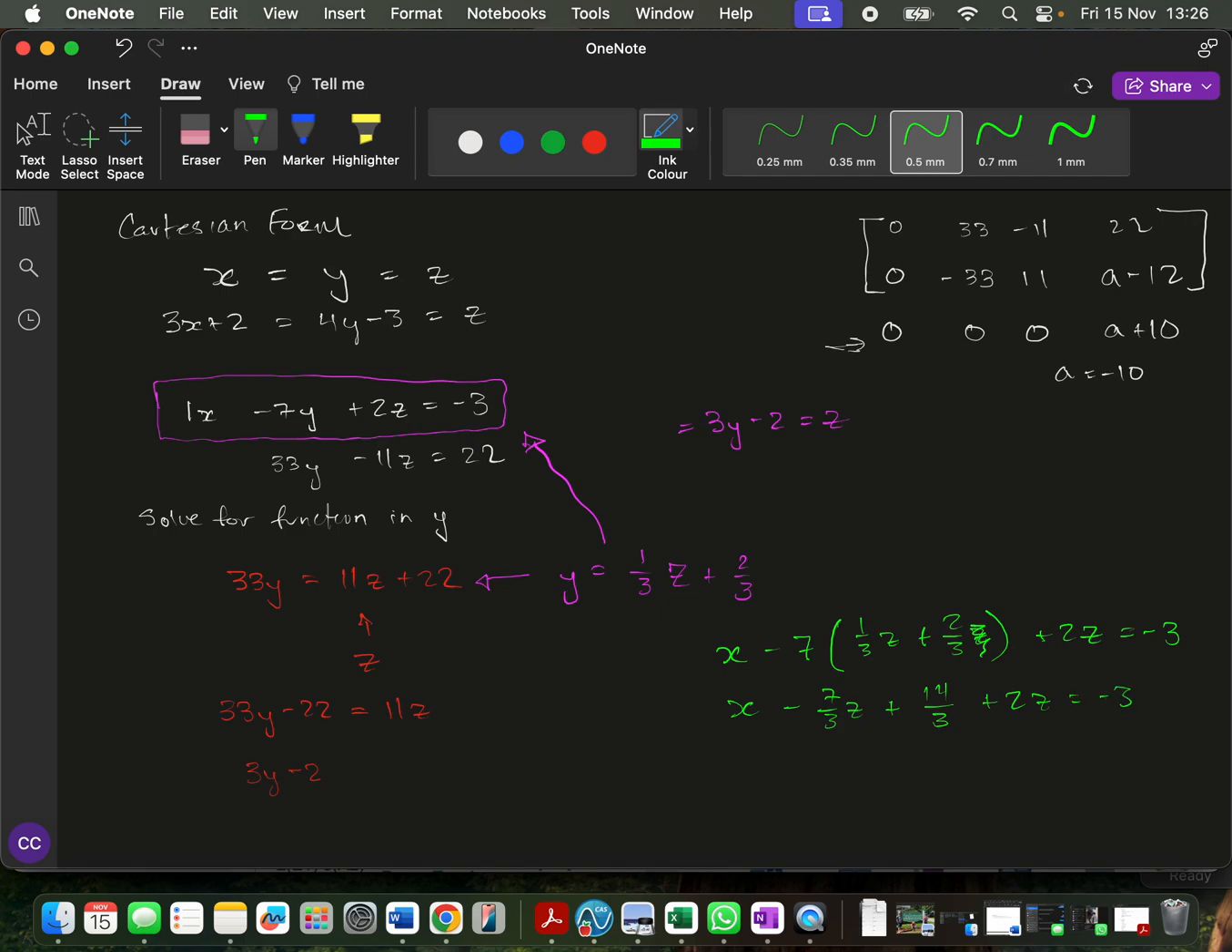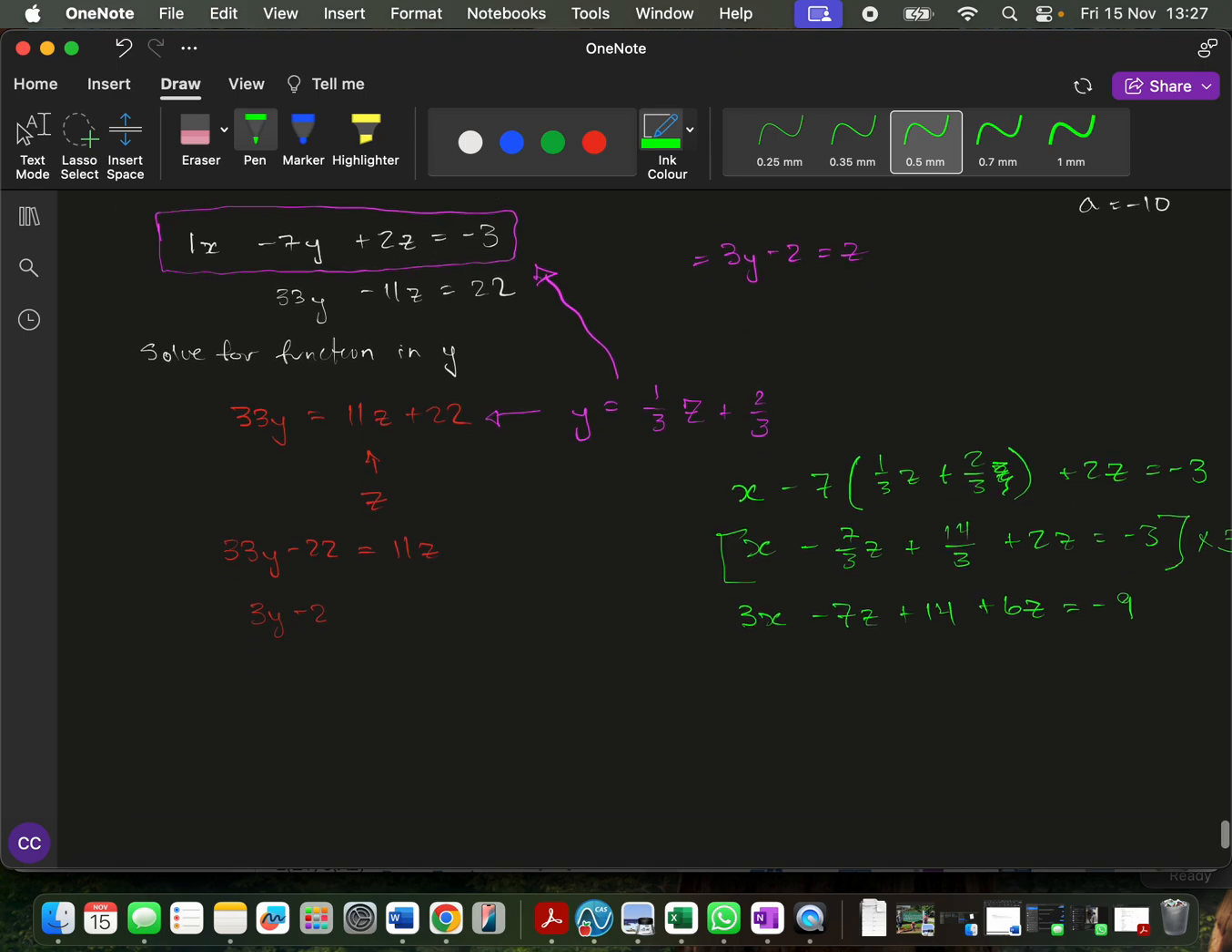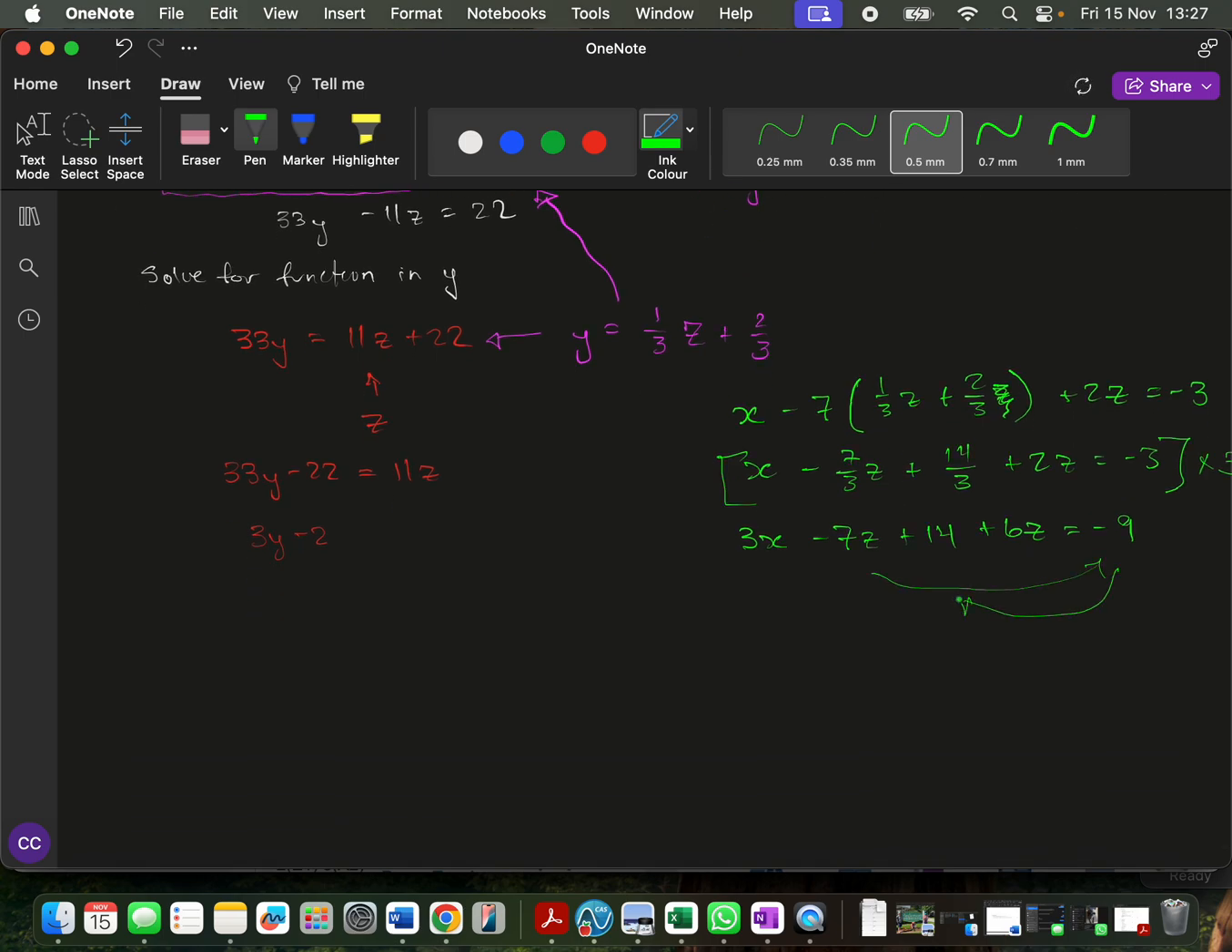Okay, I'm trying to solve for z. I want to get rid of those denominators. So if I just multiply everything by 3, the denominators go away. That gets me 3x minus 7z minus 14 plus 6z is equal to negative 9. Almost there. I want my z's over here, everything else over there. Oh, I didn't distribute my negative. That should be a negative. So negative 14 plus 9 is negative 5. And negative 7 plus 6 is negative 1z.